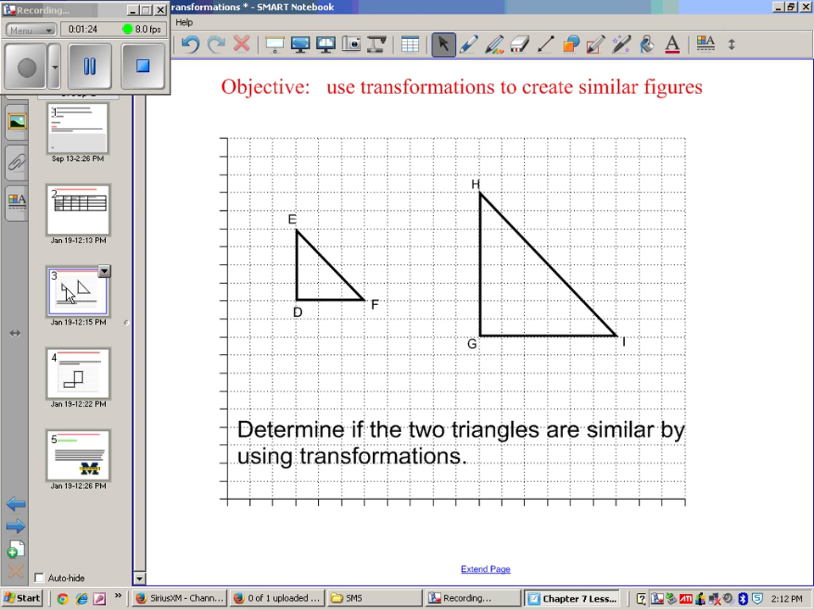Okay, determine if the two triangles are similar by using transformations. It's going to be a two-step process. First, we're going to see if they are similar. And let's take a look. We're going to take triangle DEF.